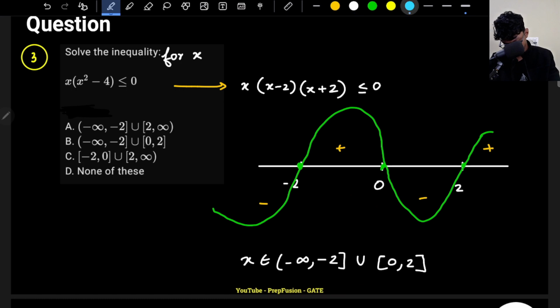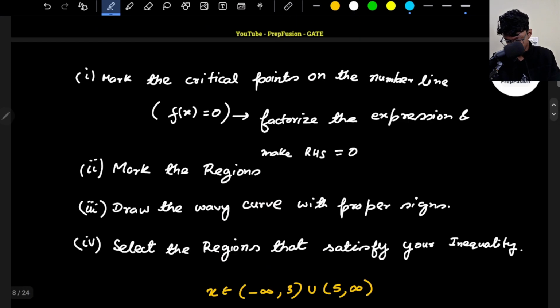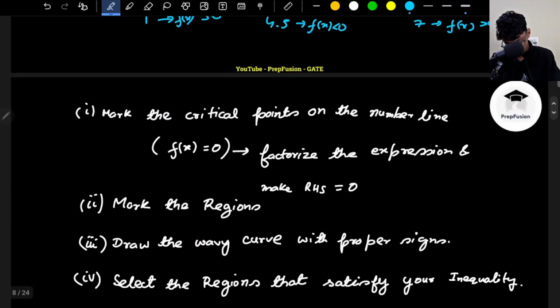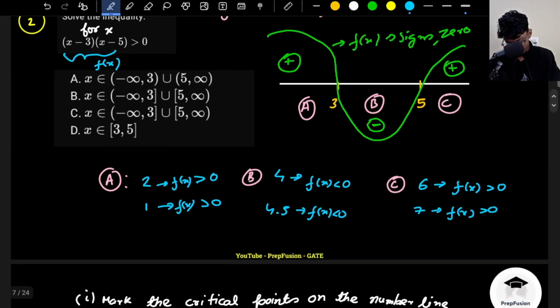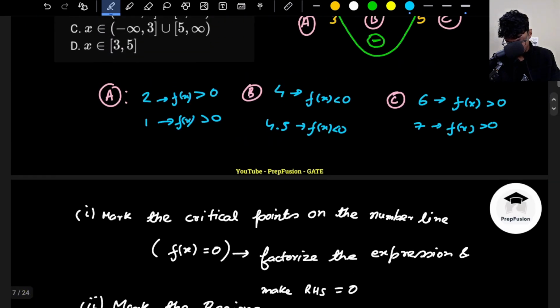In the previous question, I think I forgot to mark the option. Okay, I will mark the option for the previous question. Yes, I forgot to mark. So what region did we solve? We solved minus infinity to 3 and 5 to infinity.